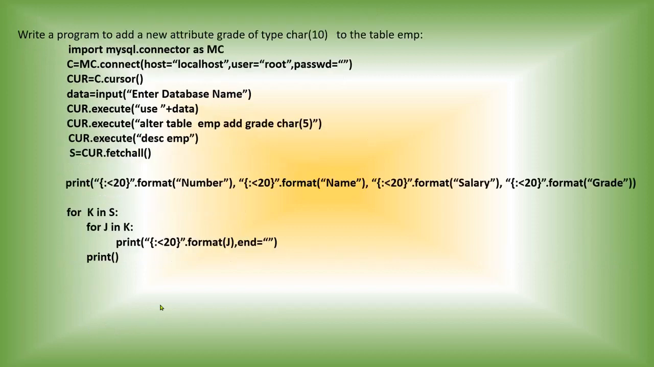Same way you can use the DDL commands also. See this example. In this example, I just used how to use the alter query. The use of alter query is mentioned here. See, alter table EMB add grade character of 5. Using this query, you are adding a new attribute grade into the table EMB. After adding it, I am just describing the table and displaying the structure of the table.